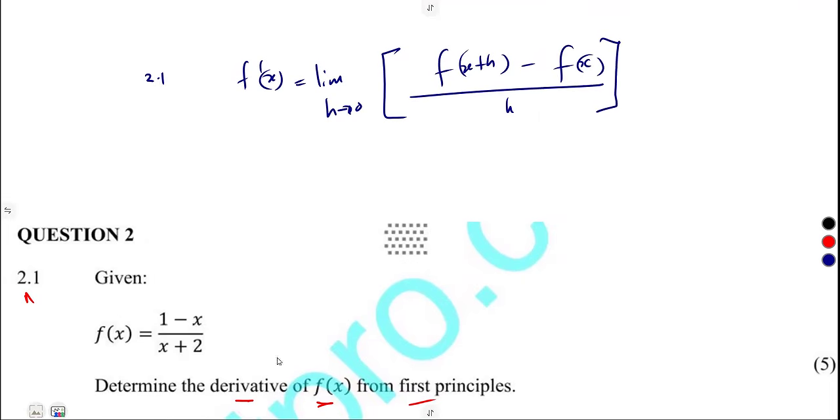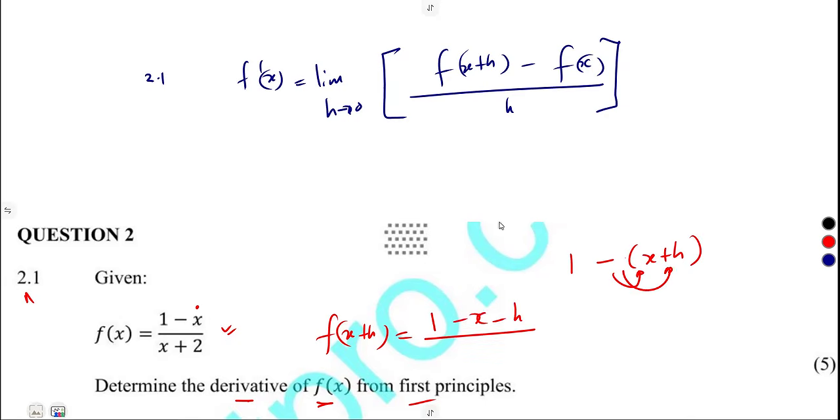So in this case, our f of x is already given. What we need is f of x plus h, which is substituting x plus h where we have got x. It is going to be 1 minus x plus h like this, which is 1 minus x minus h if we distribute that negative that we are given. Then the denominator, x plus h plus 2. So this is what you're simply going to have as f of x plus h. So into the formula, we are going to need the difference of these two.